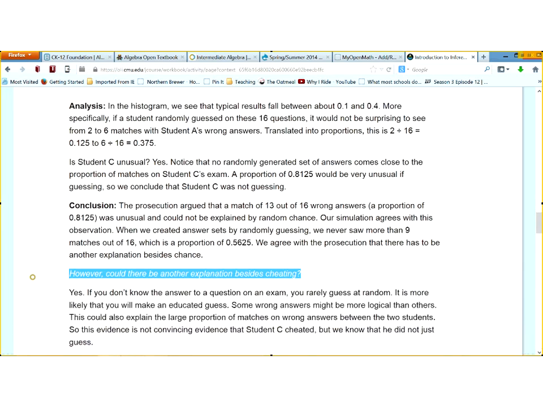Statistics, as a subject, is supposed to be, we'll call it agnostic. In other words, statistics is just the tool. We can say that we are very certain that this 13 out of 16 matching was not due to chance. There was something else going on. But what was going on?